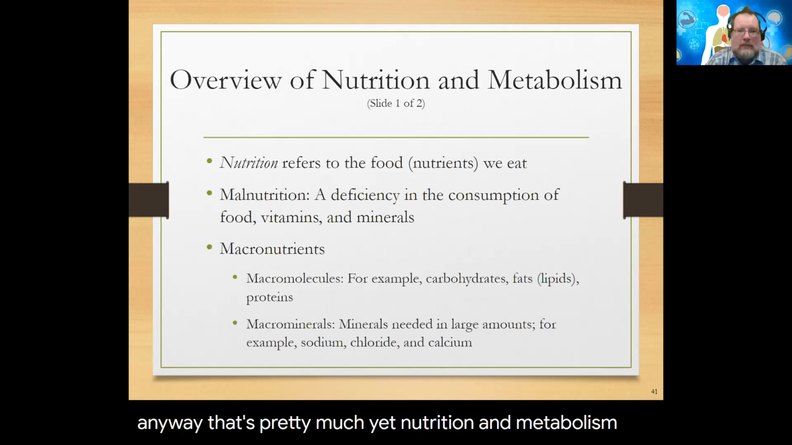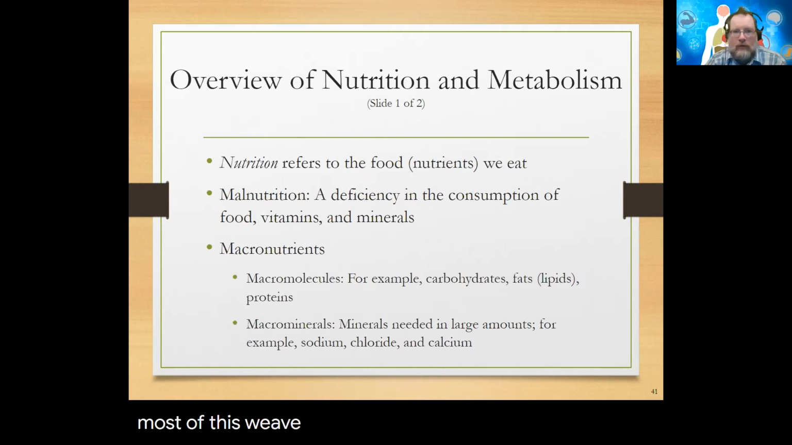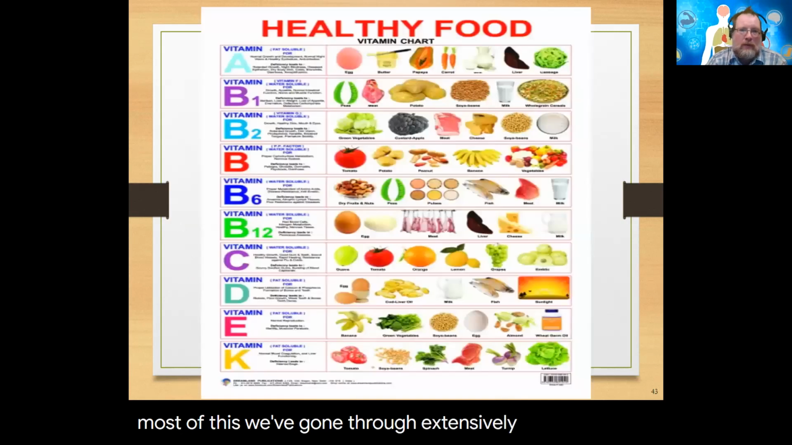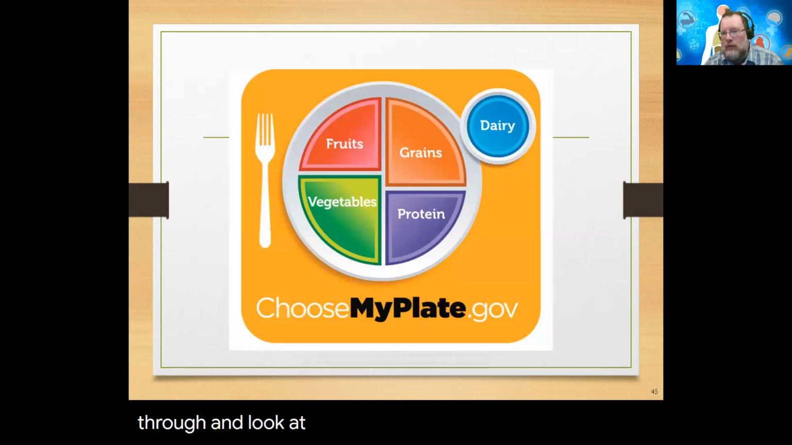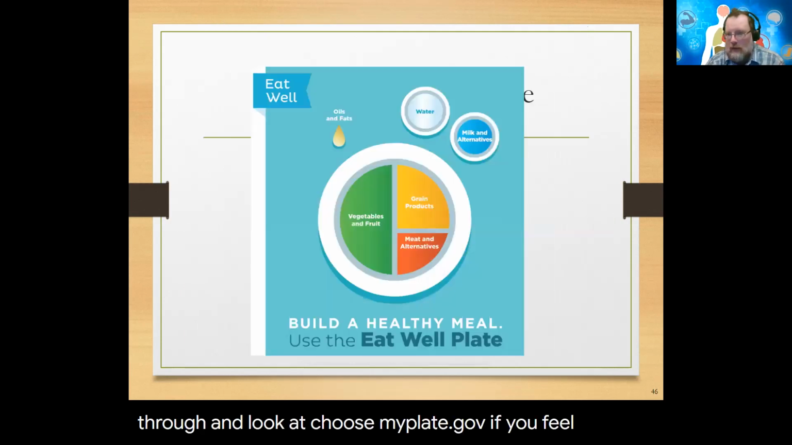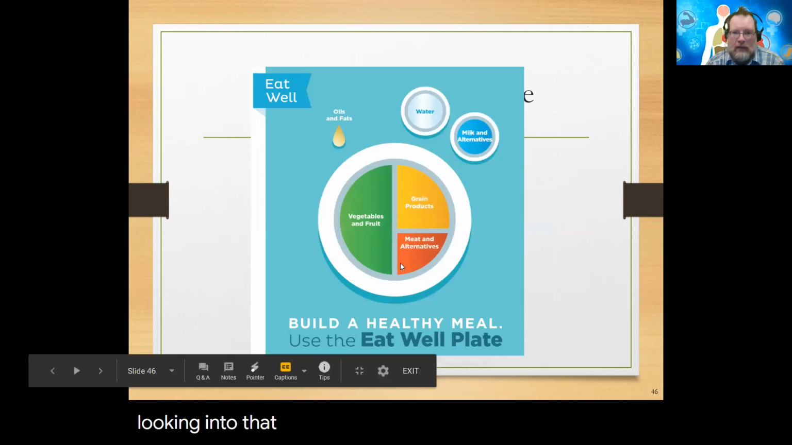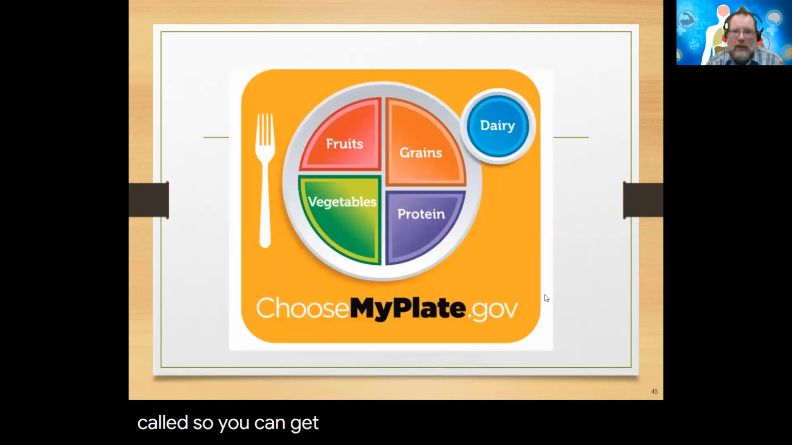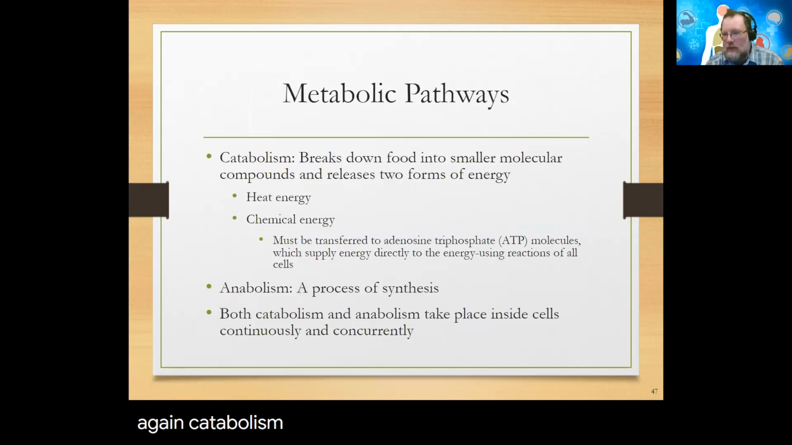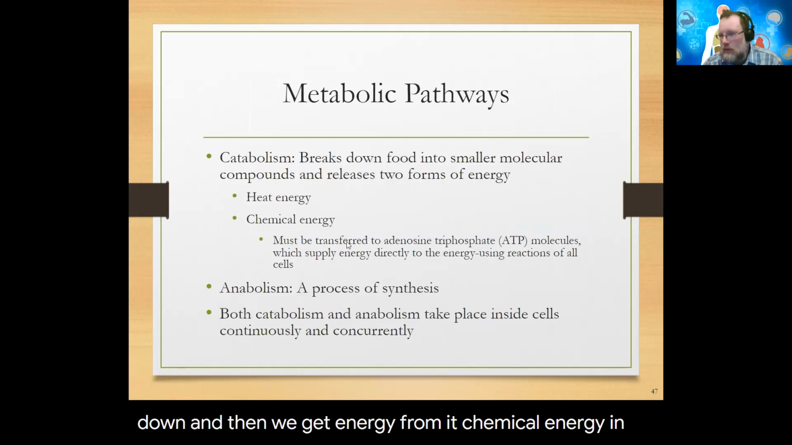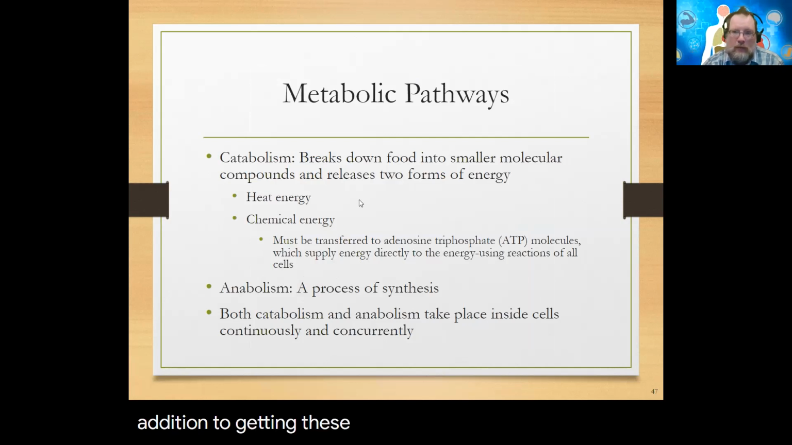Nutrition and metabolism. Most of this we've gone through extensively throughout. There are a couple of charts that you can certainly go through and look at. ChooseMyPlate.gov if you feel like looking into that. Canada has its own Eat Well plate, so you can take a peek at the differences in those. Again, catabolism, anabolism, right? We're breaking things down and we get energy from it, chemical energy, in addition to getting these micronutrients.